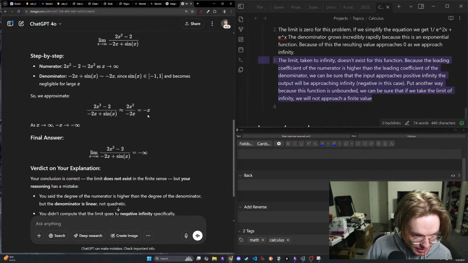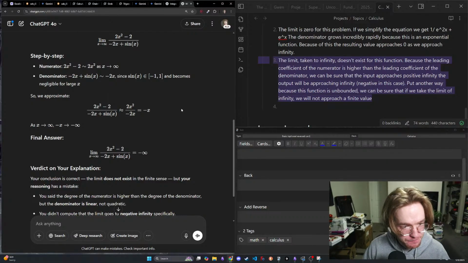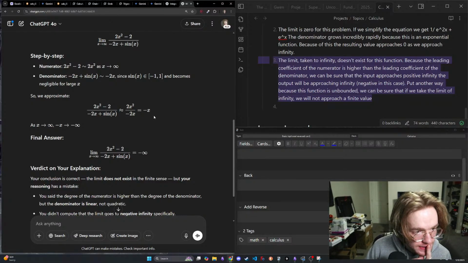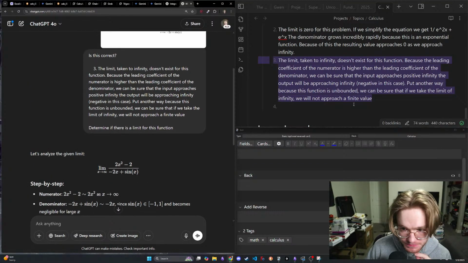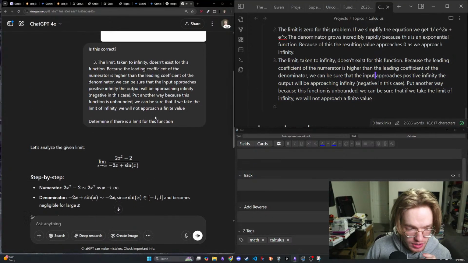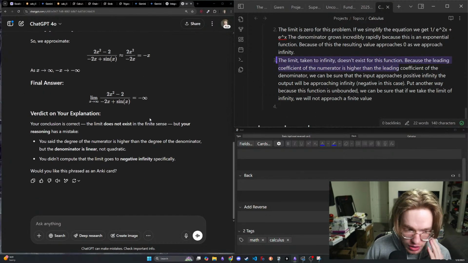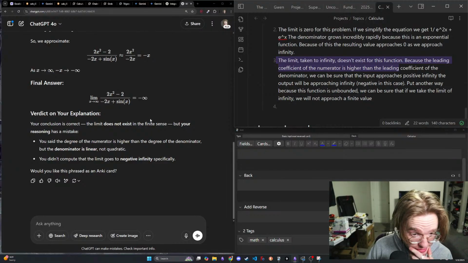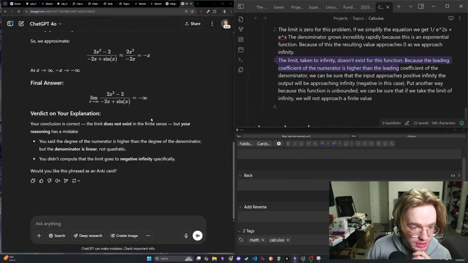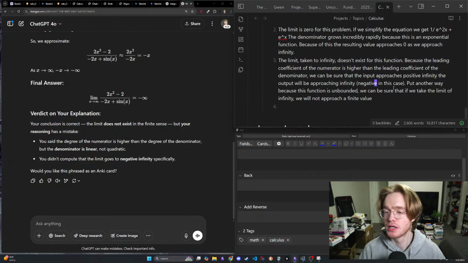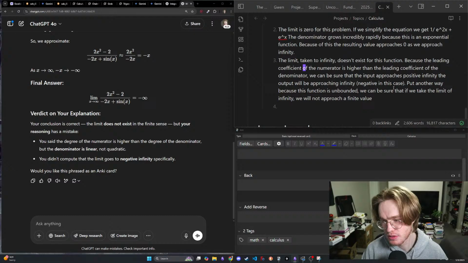So here we're approximating. Okay, so this language about the leading coefficient does not work for the linear denominators. So we only use it in the context of quadratic or polynomials where the leading term has a power. Okay, that's fine. It's good to know.